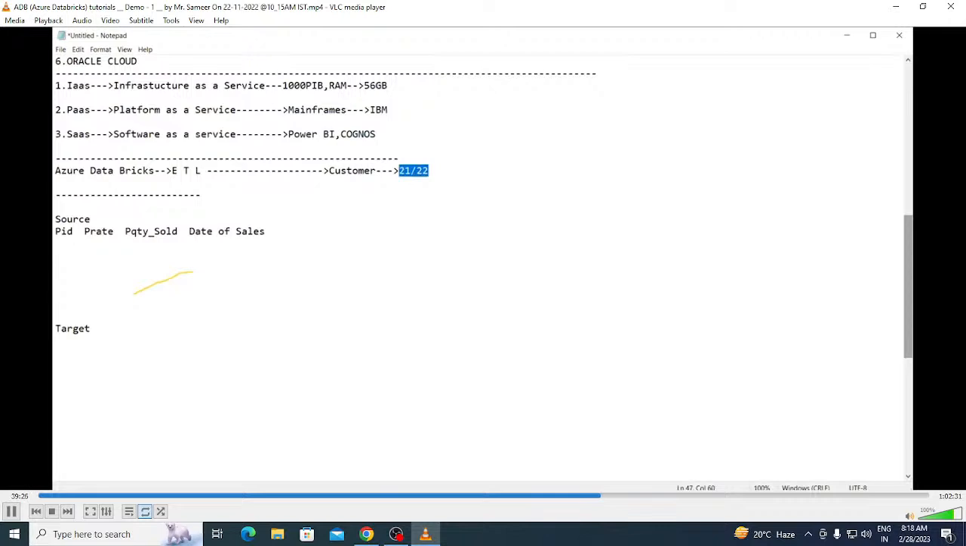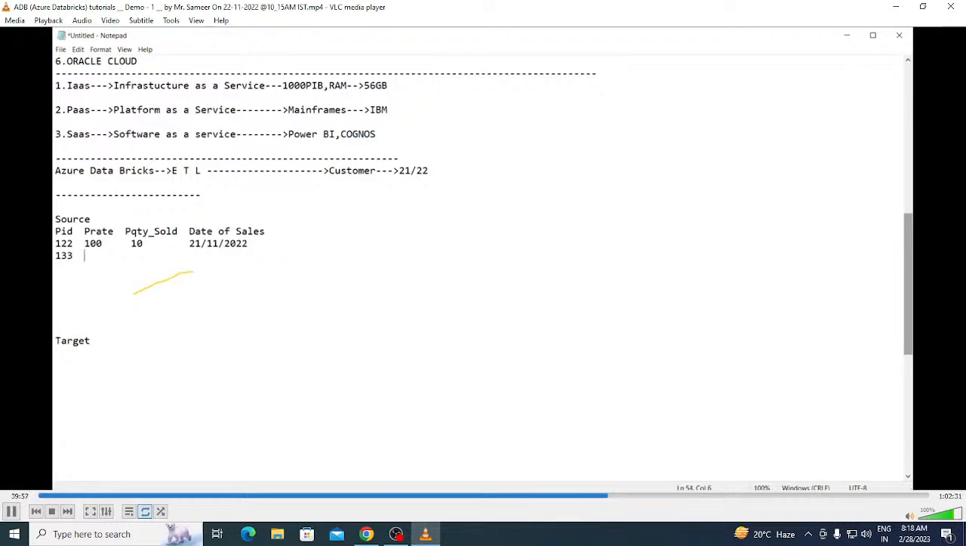So guys, first of all, to know this query or to report the same to the customer, what do you require? You require the source, consisting of the following information: product ID, product rate, product quantity sold, date of sales. Let us give the product ID something like this. Product rate, let us give it as 100 rupees. And the quantity sold is 10. And then you have a date of sales. Date of sale is 21/11/2022.